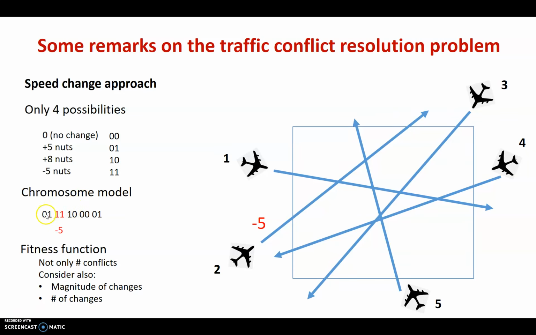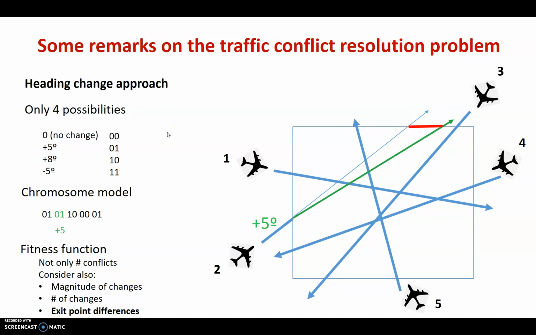In this case, for instance, we have 4 flights that must change the speed. Maybe there are other solutions where the number of flights that are affected, that must change the speed, is less than 4, and this would be a better solution provided that the number of conflicts is the same or even less.